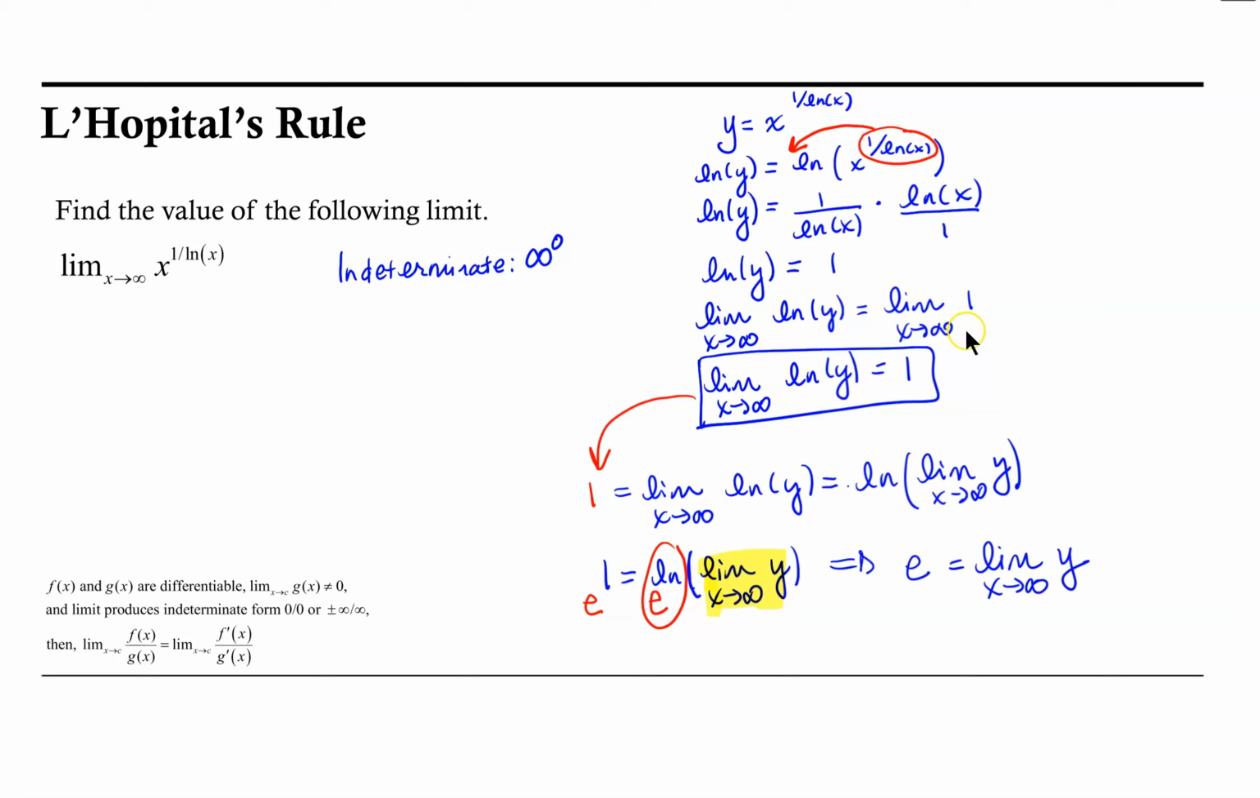Now, keeping in mind that y is our original function, we can say then that the limit as x approaches infinity of x to the 1 over natural log of x is equal to e.